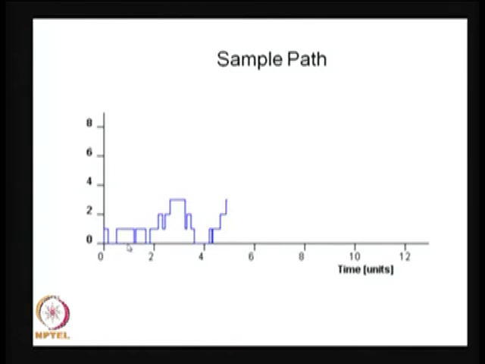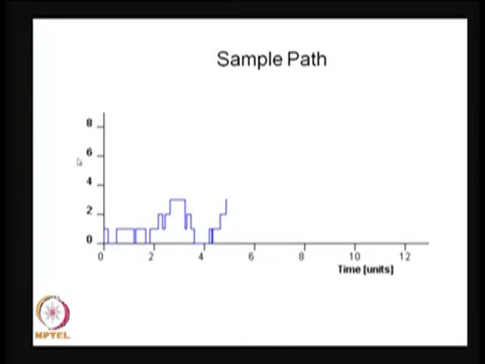time for the second customer, which is independent of the service time for the first customer. This is the time point the second customer enters, and this is the time point at which the third customer enters. Therefore, the inter-arrival time is from this point to this point and so on. So, this is the dynamics of the number of customers in the system over time.